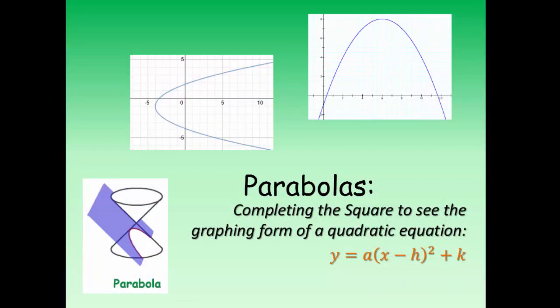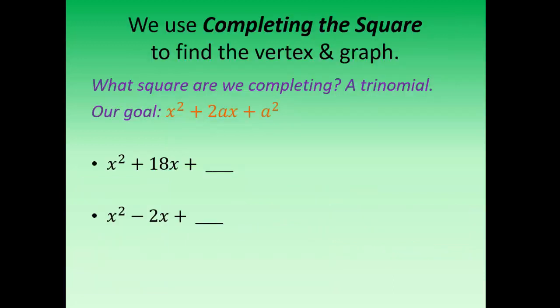Typical quadratic trinomial into a special form for graphing using a method called completing the square. This is an important method because we'll use it for all the conic sections. First, let's answer this question. What is the square that we're completing?